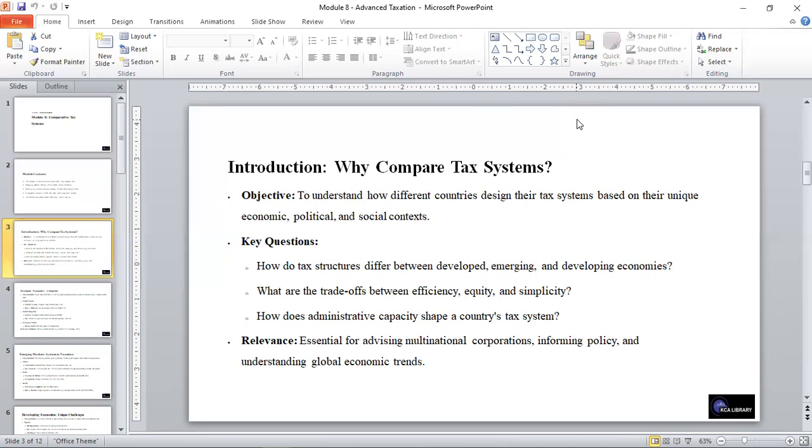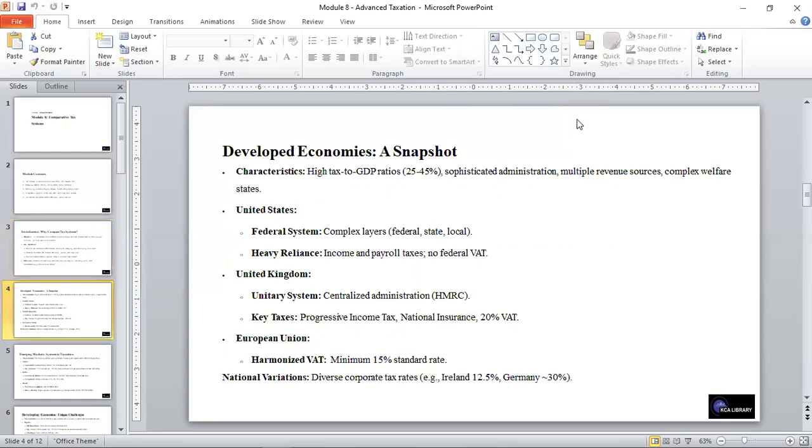And looking at the relevance, it's essential for advising multinational corporations, informing policy, and also understanding global economic trends. Developed economies are characterized by a high tax-to-GDP ratio of maybe between 25 to 45%, with sophisticated administration, multiple revenue sources, and a complex welfare state.